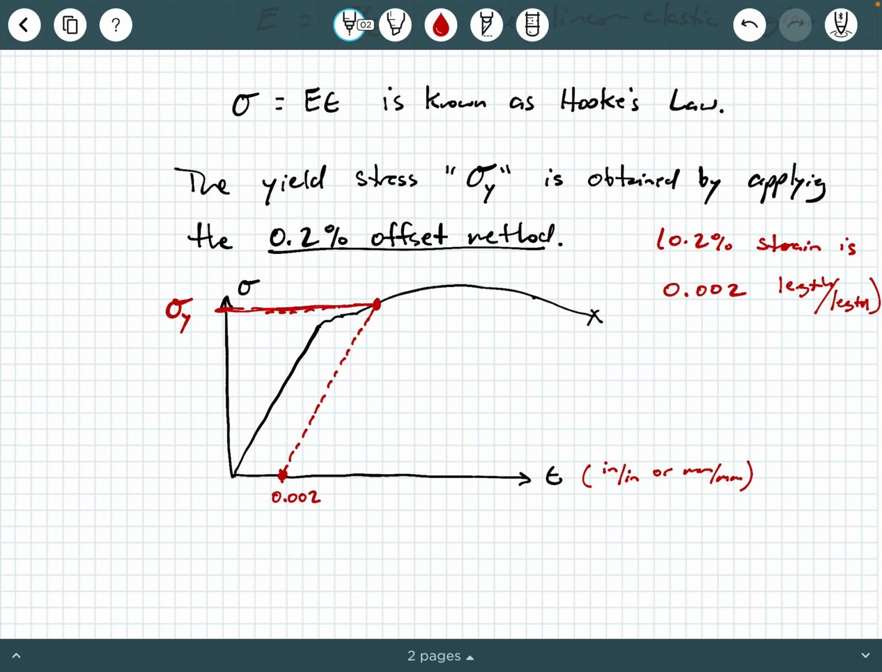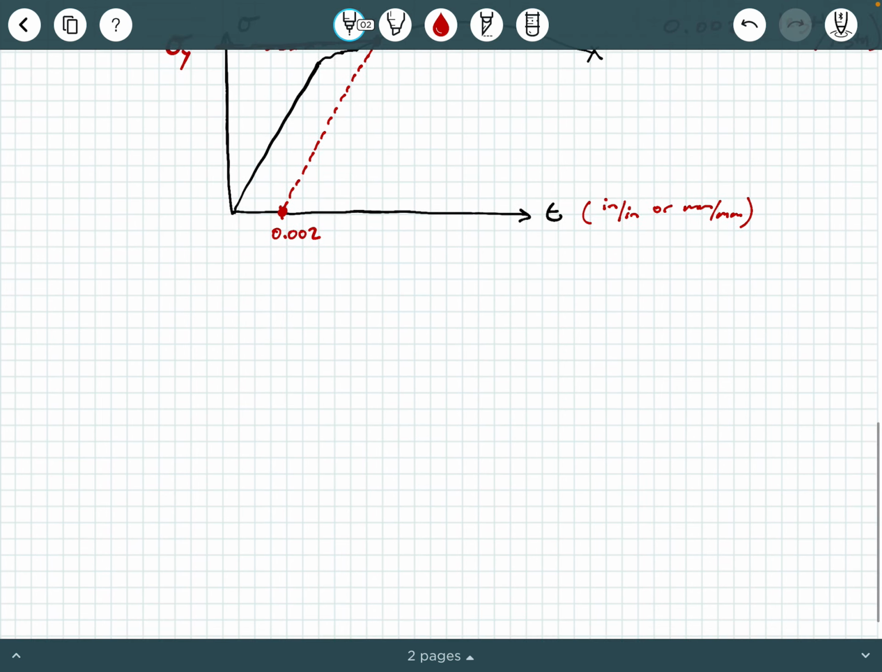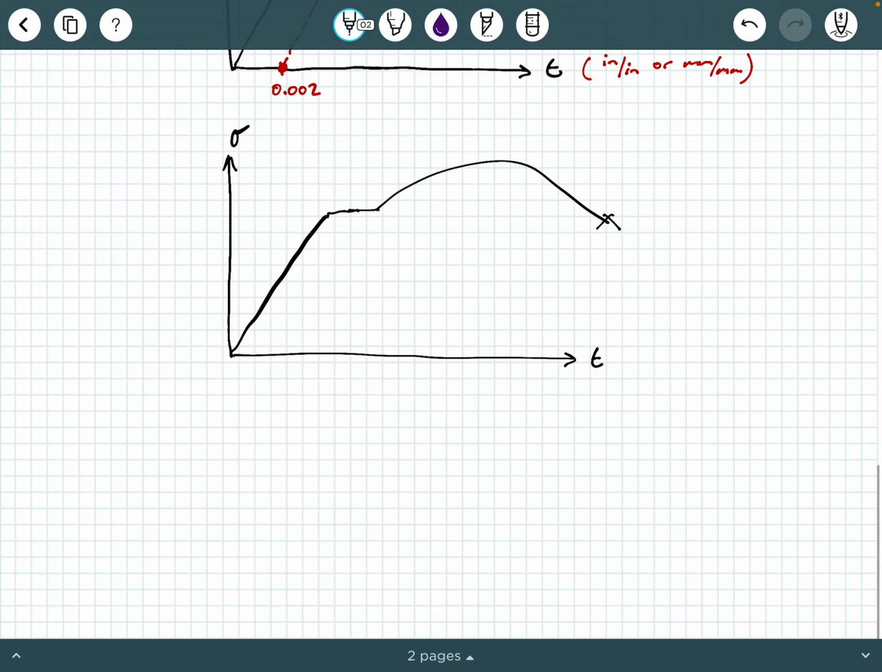There are also other important properties that you can obtain from the stress strain diagram. One of them is called the modulus of resilience, okay? So again, I'm going to resketch another stress strain diagram just so I'm not drawing too much on top of each other. So let's just resketch this, okay? Modulus of resilience, what is that? So the modulus of resilience, typically labeled U sub r, is given by the area beneath the stress strain diagram up to the proportional limit, okay?